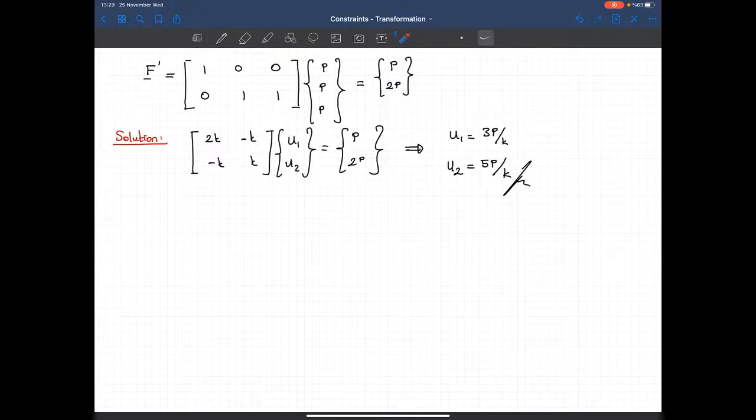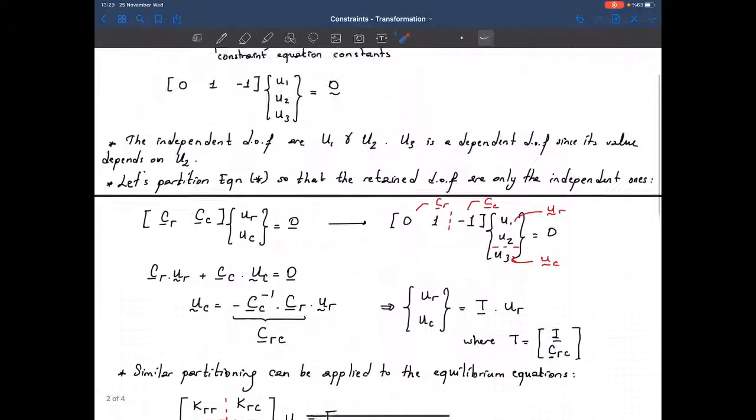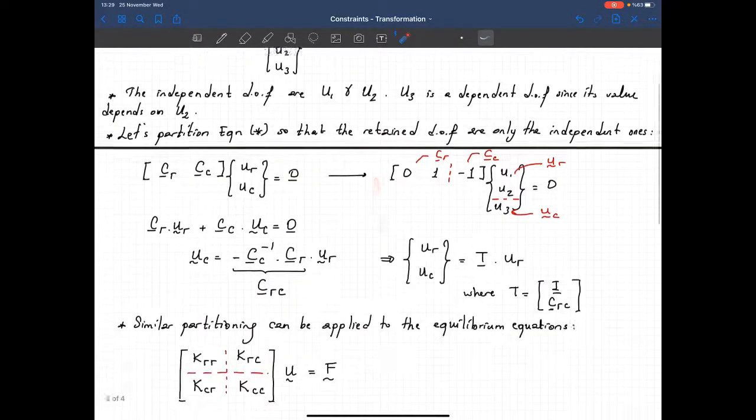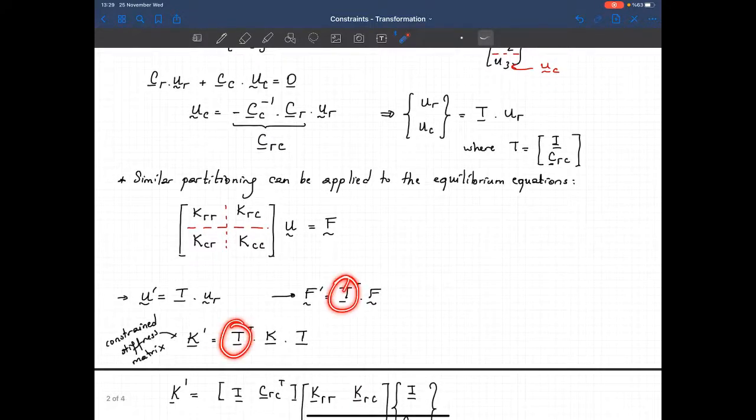Of course, this is a very simple example. We can guess the solution without doing all these calculations. We can analyze it, but consider this as a method. Once you write this equation by following that procedure, you can obtain your transformation matrix. If you know your transformation matrix, you transform it, obtain your new stiffness matrix, displacement vector and force vector, and this will give you the constraint solution.